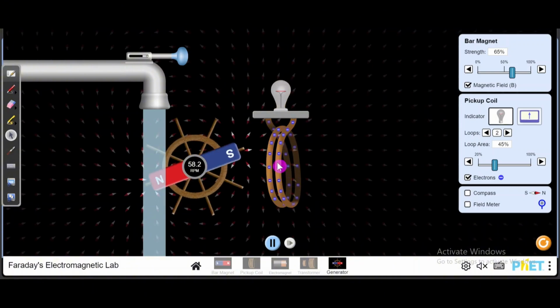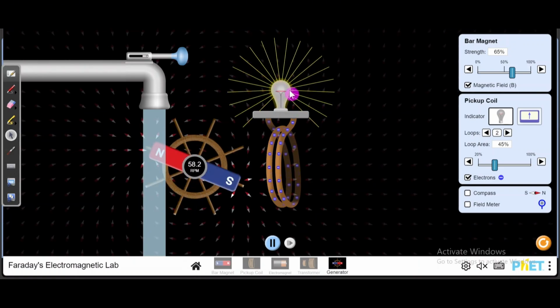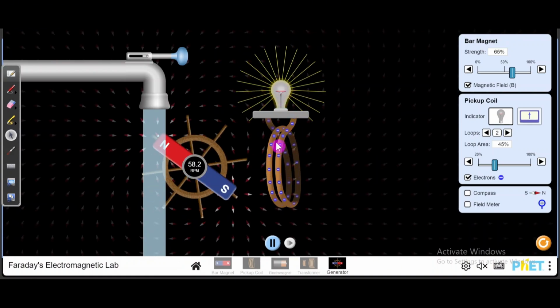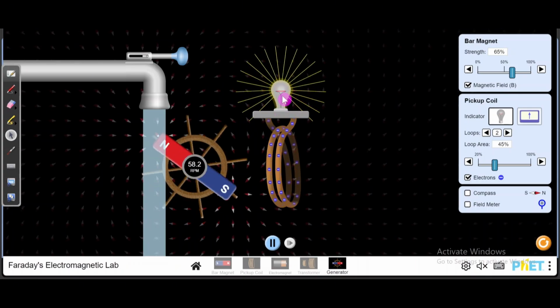So the alternating current is produced in such a way. Here this electron is vibrating. And in this way, if we connect the bulb to this coil, it will glow, and then it will be turned on, and then it will be turned off.